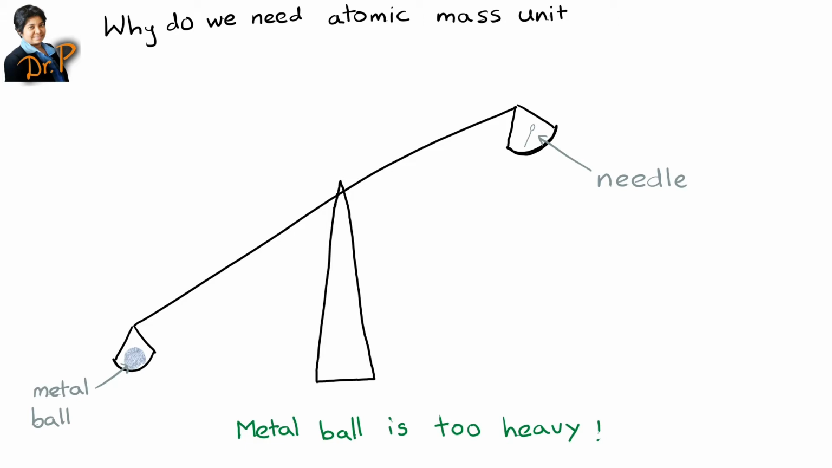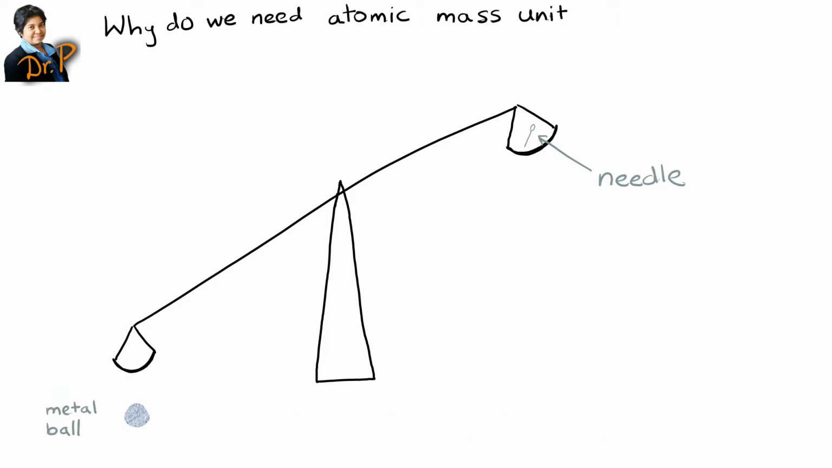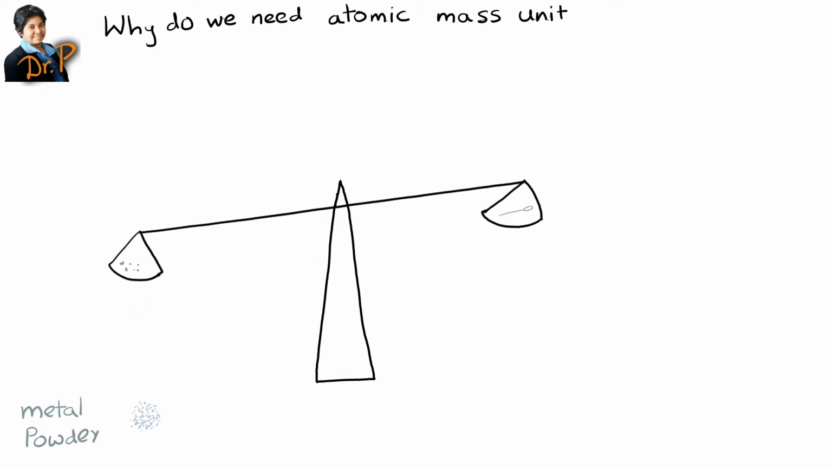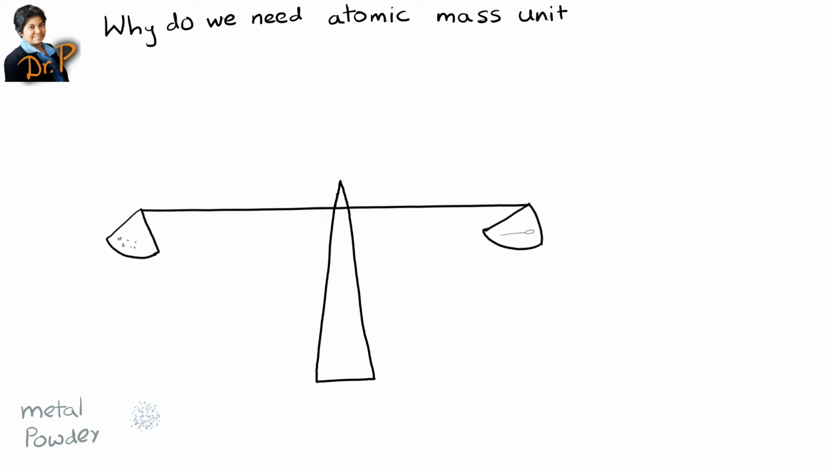Something we can do is take this metal ball out and crush it into metal powder. Once we crush it into metal powder, we can take a small scoop of metal powder and place it in the balance. With the help of this metal powder, now we can finally measure the mass of this needle.